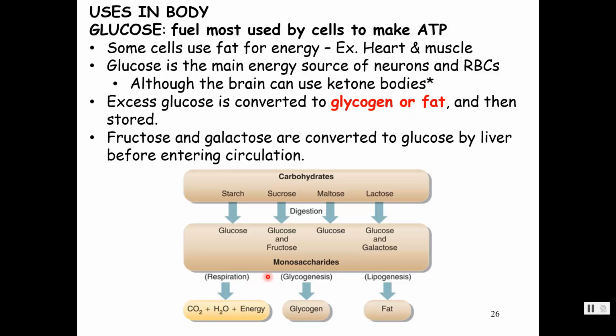We also know that the body can store carbohydrates through glycogenesis, the genesis of glycogen, and liver and skeletal muscle cells store glycogen. If we have an excess, then the body's going to go through lipogenesis, the genesis of lipids, and we will store our excess as fat in adipose tissue.